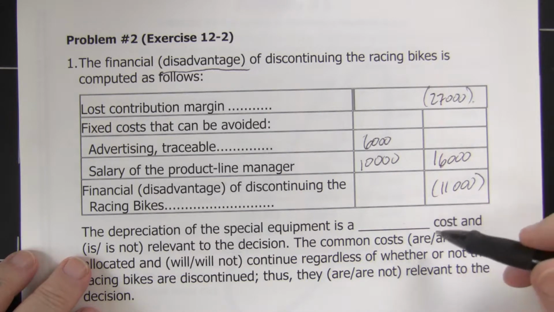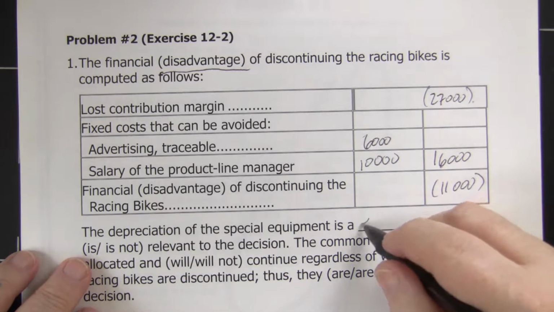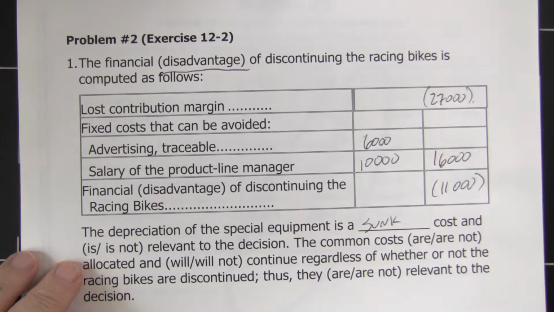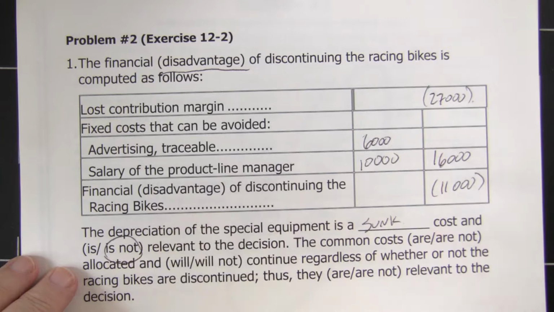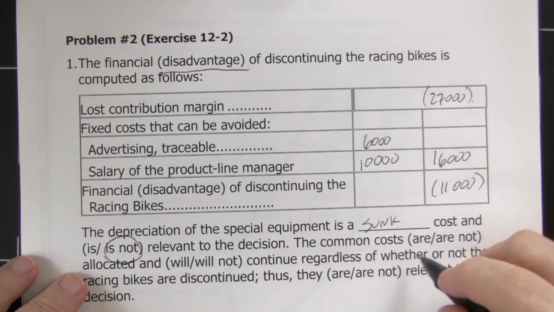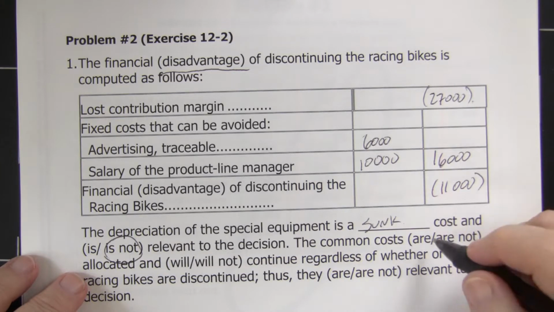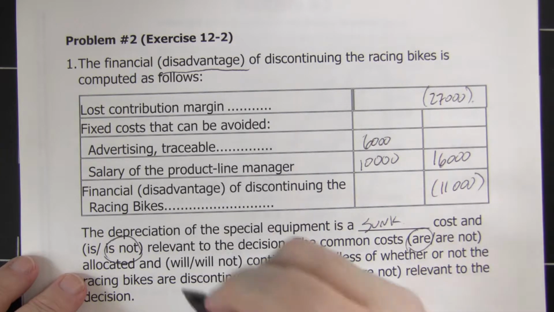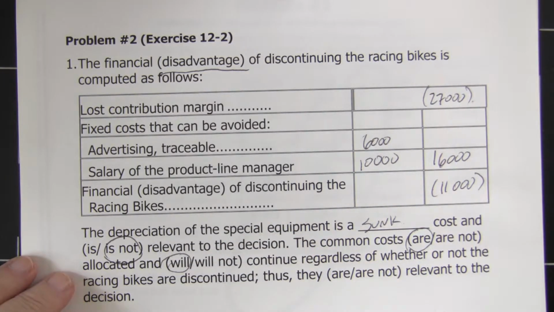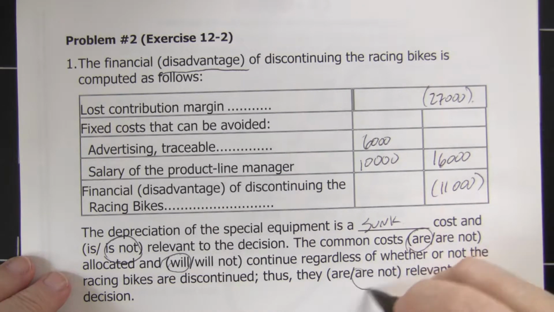And the depreciation of the special equipment is a sunk cost, so it's not relevant to the decision. The common costs are allocated, and because they're allocated, they'll continue no matter what. Therefore, they are not relevant to the decision.